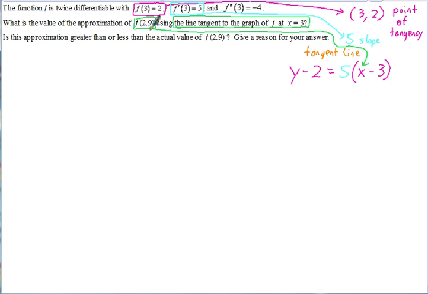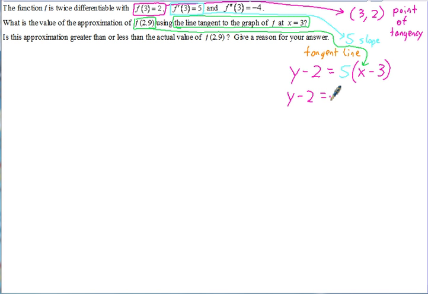And notice 2.9 is close to our point of tangency at 3. So that will mean it will be a decent approximation. That's the local part. They wouldn't ask you to estimate if it was like f of 7 or something, which is really far away from 3. So let's plug that in and see, substitute that in and see what we get.